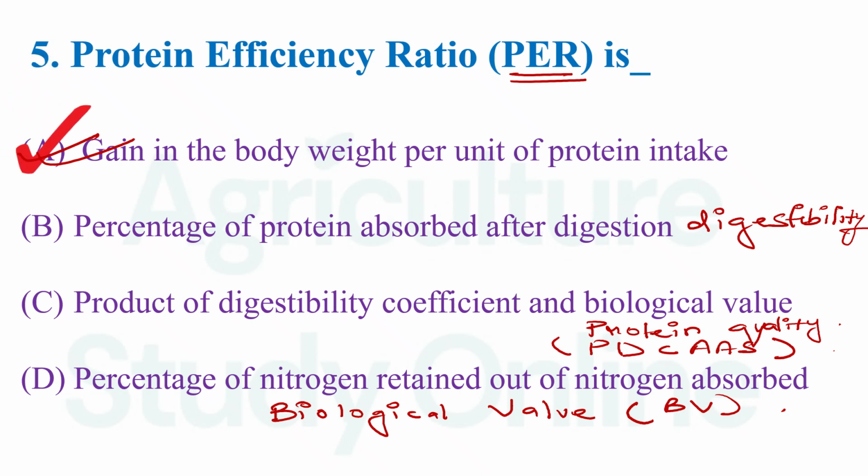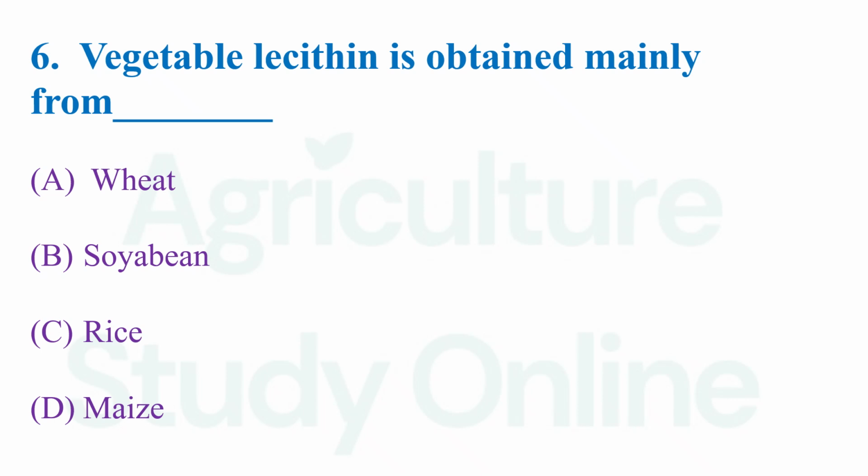Question 6. Vegetable lecithin is obtained mainly from wheat. So wheat contains very little lecithin. Soybean. So soybean is the correct option, since the main commercial source of vegetable lecithin is soybean and it is widely used in the food industry. Rice is not a significant source of lecithin, and maize contains a very small amount of lecithin. So the correct option is option B.